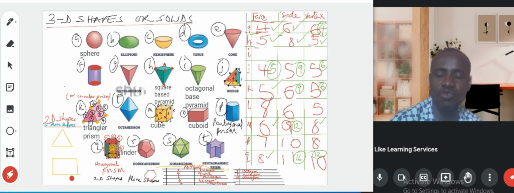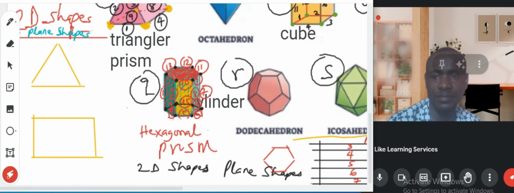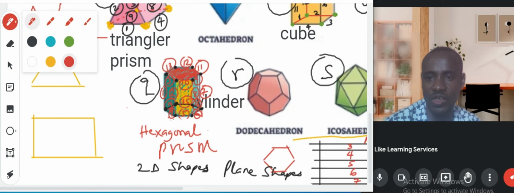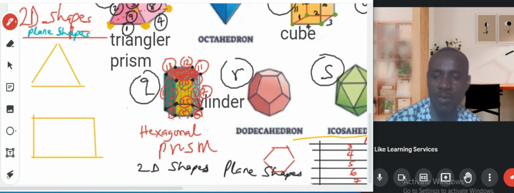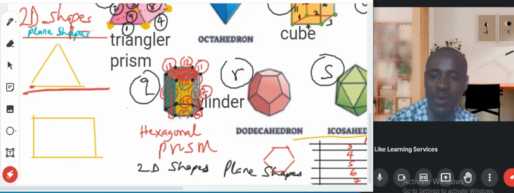You know, a 2D shape has only 2 dimensions. 2D. Let me zoom it in a bit. 2D shapes or plane shapes have only 2 dimensions. What I mean by 2 dimensions is you're only going to be looking at how long it is and how wide it is. The length and the width.